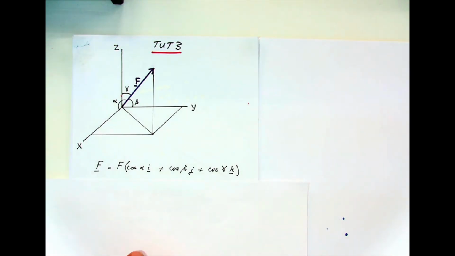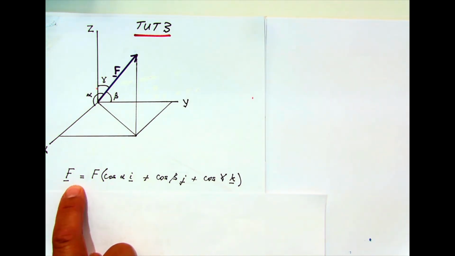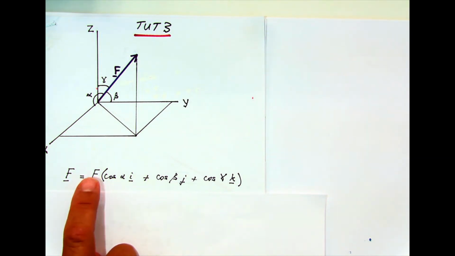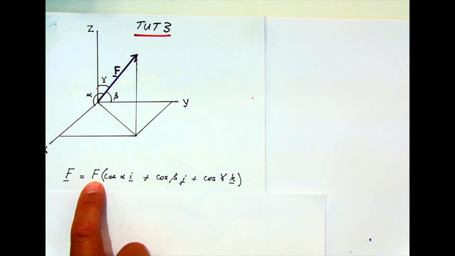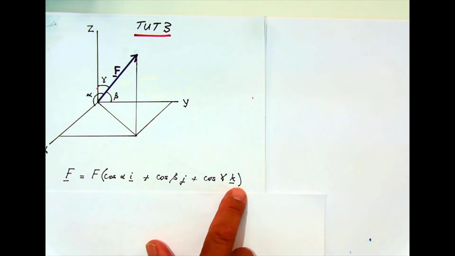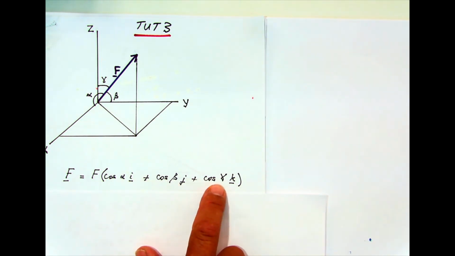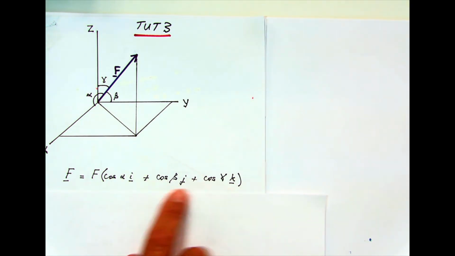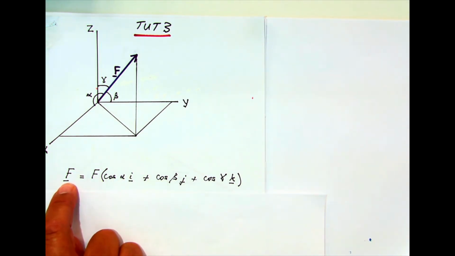Now this equation says the force as a vector is the magnitude of the force. There's a difference between F with an underscore and the F like that. That's the magnitude. This is the vector. The magnitude, cos alpha, cos beta, cos gamma. The angle with the x-axis, with the y-axis, or with the z-axis. So if you know the magnitude and you know these angles, you can write the force as a vector.